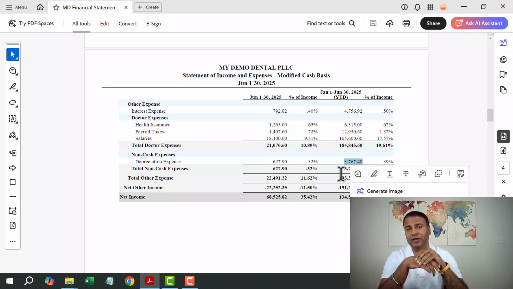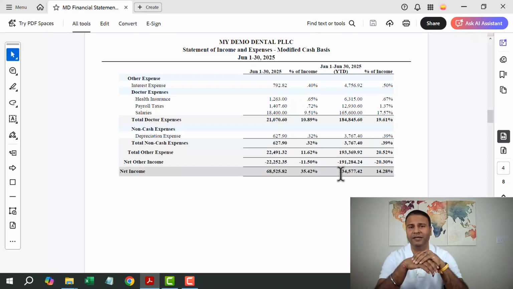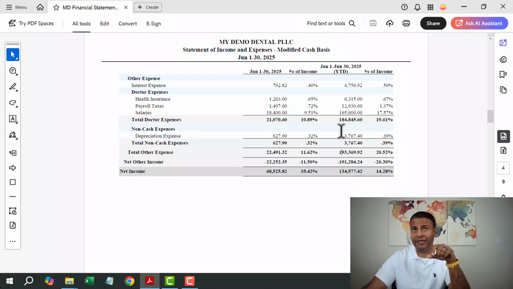Now, let's say you bought a specific asset. Let's say you bought a dental chair for $20,000 this year, and you took a special depreciation or a Section 179 or bonus depreciation in the current year. That will show up as a separate line item over here, and it'll show you that, okay, hey, you took a Section 179 depreciation of $20,000. So there will be a separate line item. Okay.